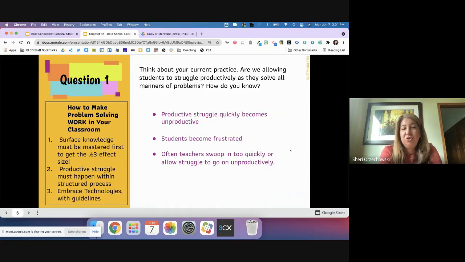And sometimes then the teachers will swoop in too quickly. Or the opposite can happen. Sometimes you have teachers that just say, you need to work through it, keep trying. And that can be really unproductive as well. So there has to be a balance there. And they really gave some good strategies on how to approach problem solving so that the struggle does not become unproductive, and also so that the teacher doesn't swoop in too quickly or offer too much help, but also that the teacher is there and supports them along the way.